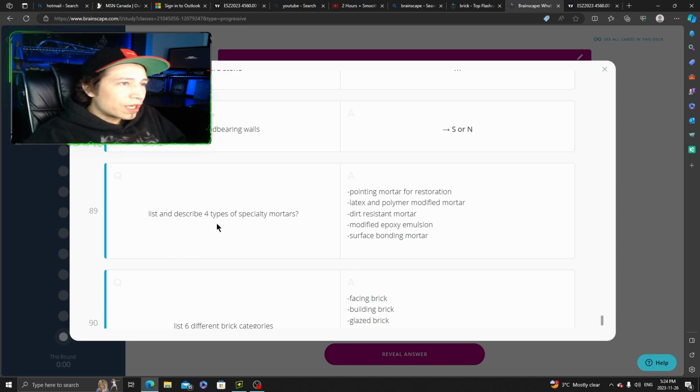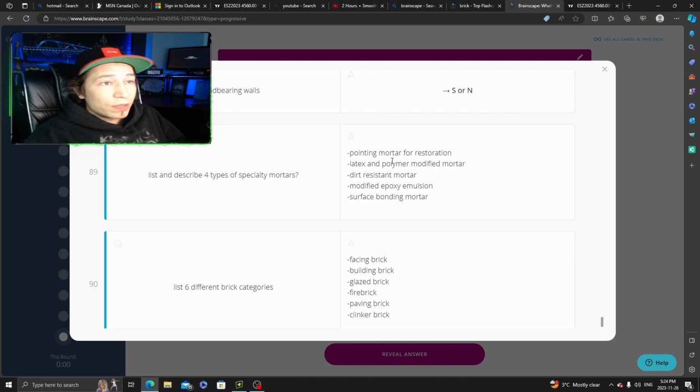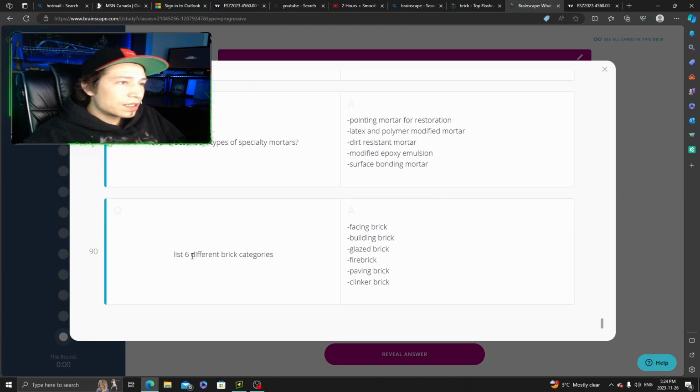List and describe 4 types of specialty mortars. Pointing mortar for restoration. Latex and polymer modified mortar. Dirt-resistant mortar. Modified epoxy emulsion surface bonding mortar. List 6 different brick categories. Facing brick, building brick, glazed brick, fire brick, paving brick, clinker brick. I don't know why that was so hard for my brain to register that clinker was a word.